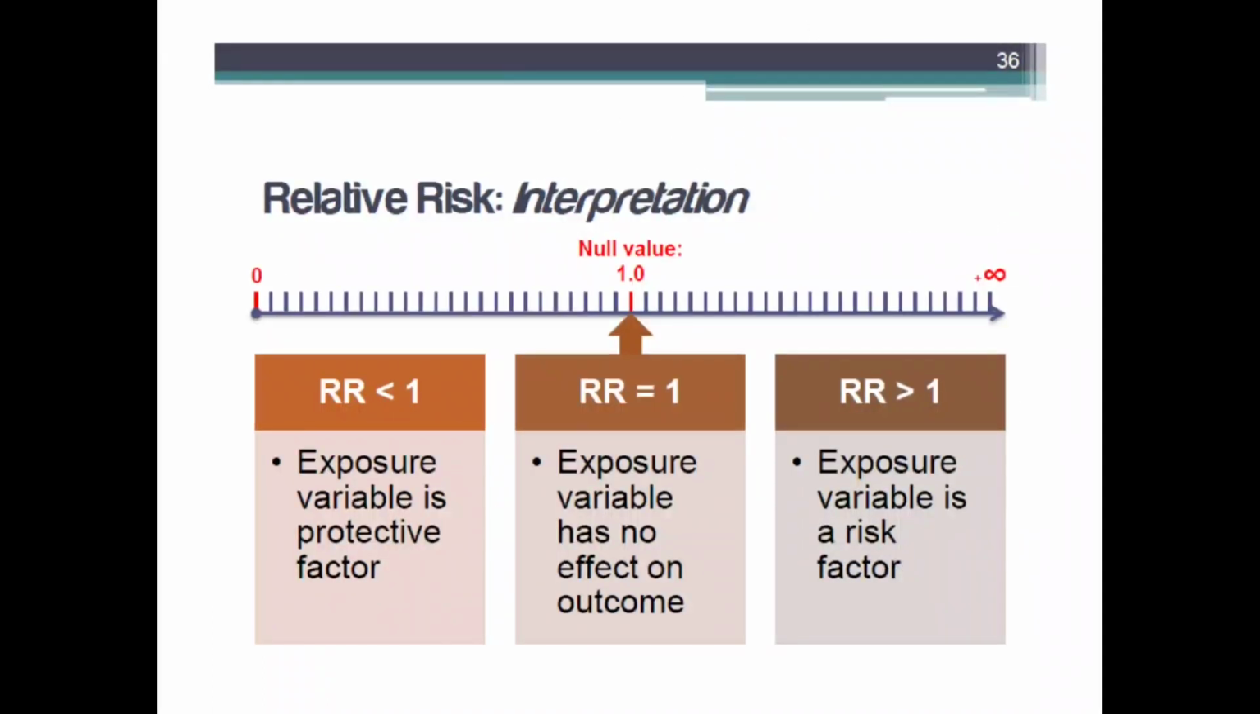Okay, so again, ganito lang mag-interpret, no? Less than 1, exposure variable is a protective factor. Equal to 1, exposure has no effect on outcome. Pag naman greater than 1, that means exposure variable is a risk factor. Okay? So, papansin nyo kung gaano siya ka-importante, no? Pag less than 1, protective siya. Pag greater than 1, risk factor na siya, no?